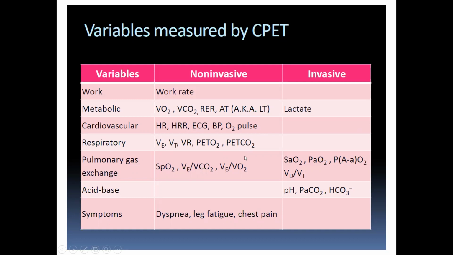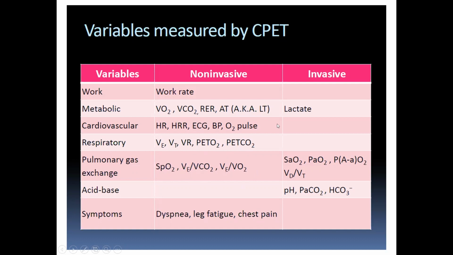The next one is you measure the oxygen saturation, and then you look at a ratio of minute ventilation to VCO2 that is called VE-VCO2. There's also another ratio with VO2 called VE-VO2. It's not that important in terms of interpreting a cardiopulmonary exercise test.